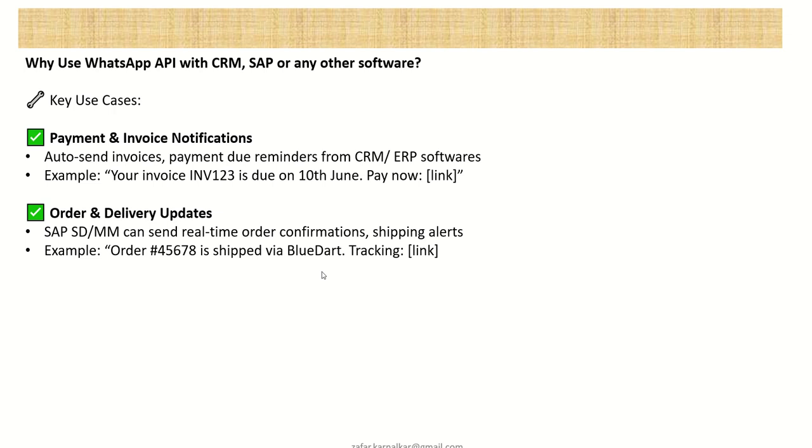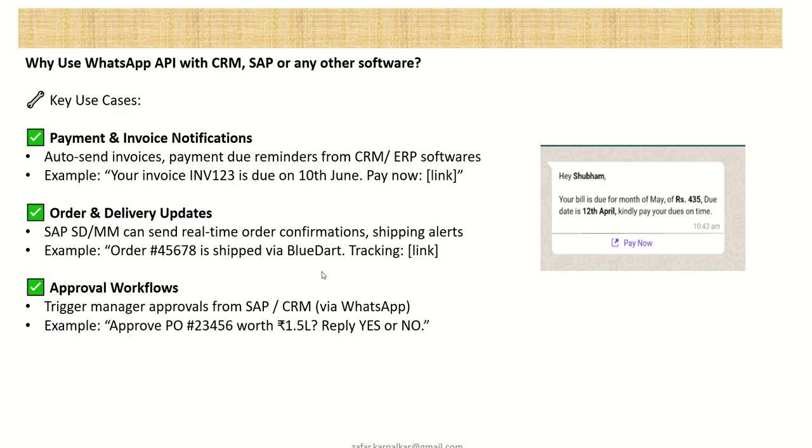shipping alerts, etc. Next, we can make use of WhatsApp Business API for approval workflows. Whenever we generate any document which needs approval from the manager, CFO, etc., we can easily integrate WhatsApp and send the approval notifications through our CRM software. Take the example, "Approve XYZ PO of 1.5 lakh, reply yes or no." So we can easily integrate this through WhatsApp API.